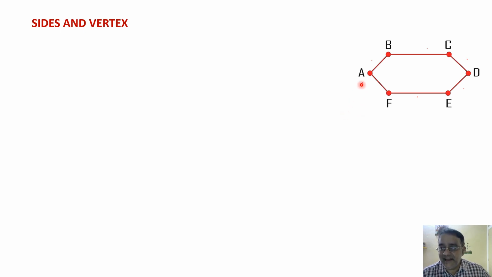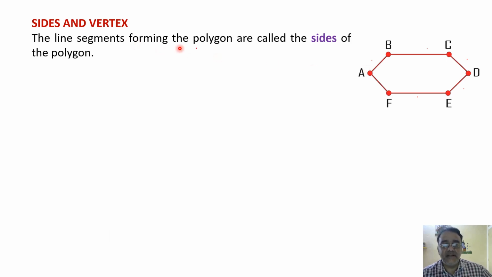Okay, and the line segments, see, these are the line segments which are forming this polygon. Okay, 1, 2, 3, 4, 5, 6. 6 line segments से ये polygon form हुआ है, and each line segment is called a side of a polygon, right? The line segments forming the polygon are called the sides of the polygon.